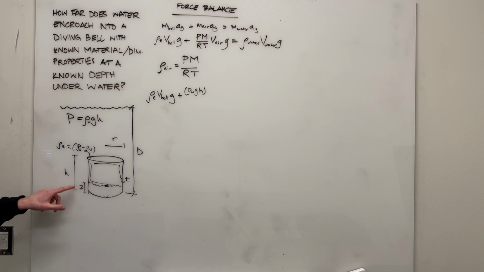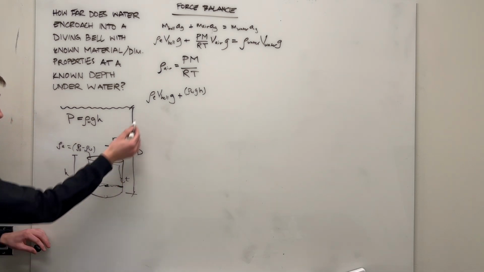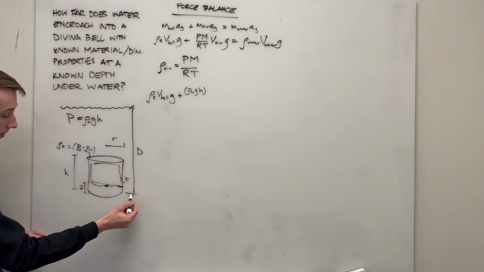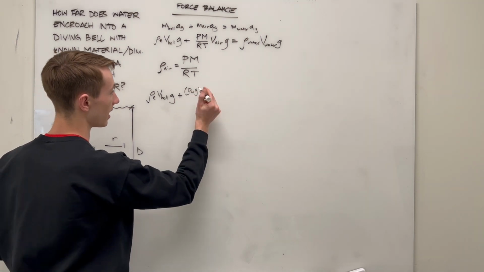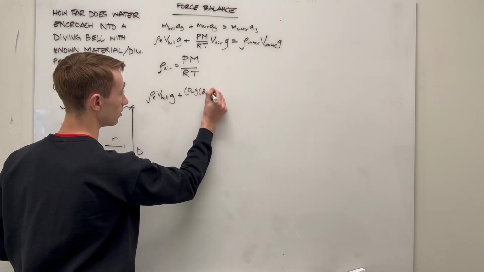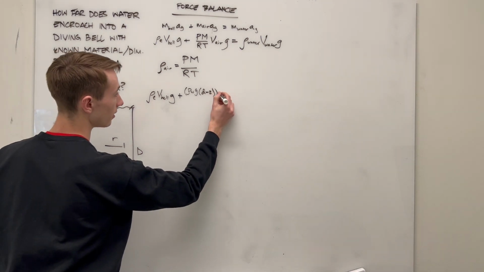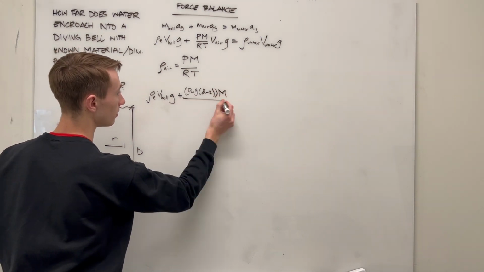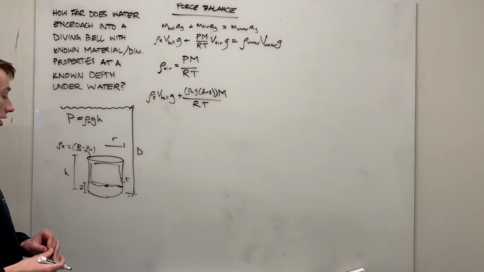Where H is the depth down. But depth to this level right here is depth of the bell, depth to the bottom of the bell minus Z. So I'm going to go ahead and replace H with D minus Z. Now that should work a lot better there, times the volume of air.